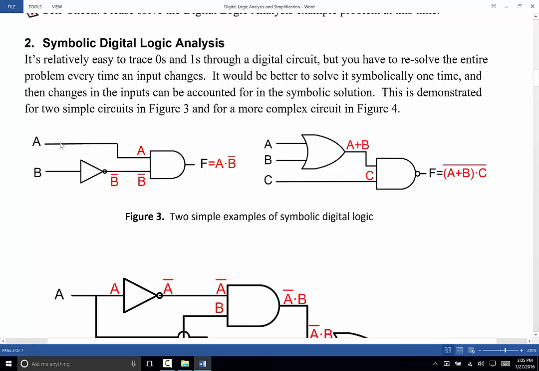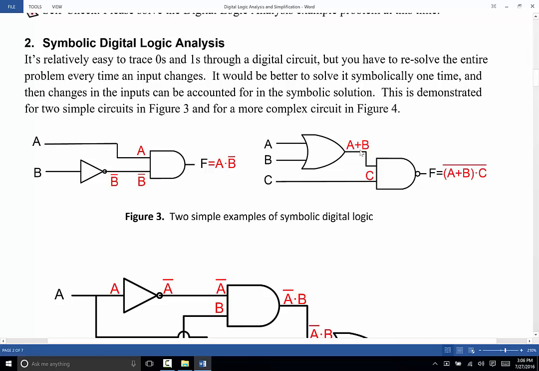And in here, what we're going to do is not trace 1s and 0s, but we're going to have variable names. So you can see here, this is input A and input B. Input A comes here to the input of the AND gate. B gets inverted to become B bar. B bar becomes the other input to the AND gate, and then I AND A with B bar, I get A and not B. And that would be the function that represents the behavior of this digital logic circuit.